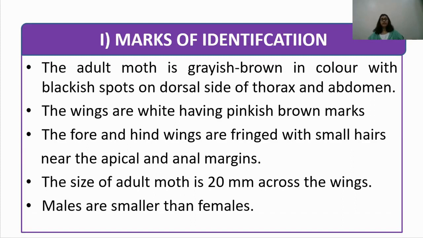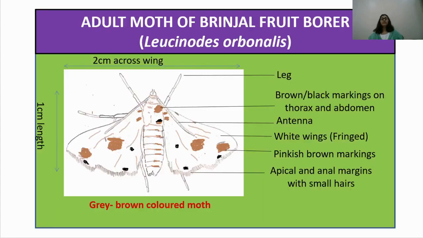Marks of identification: the adult moth is grayish brown in color with blackish spots on the dorsal side of thorax and abdomen. The wings are white, having pinkish brown marks. The fore and hind wings are fringed with small hairs near the apical and anal margins. The size of adult moth is 20 mm across the wings. Males are smaller than the females.